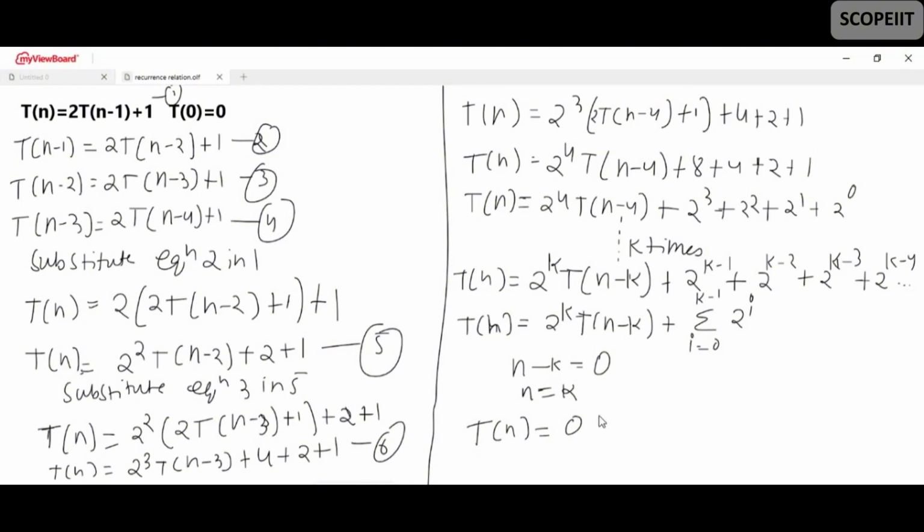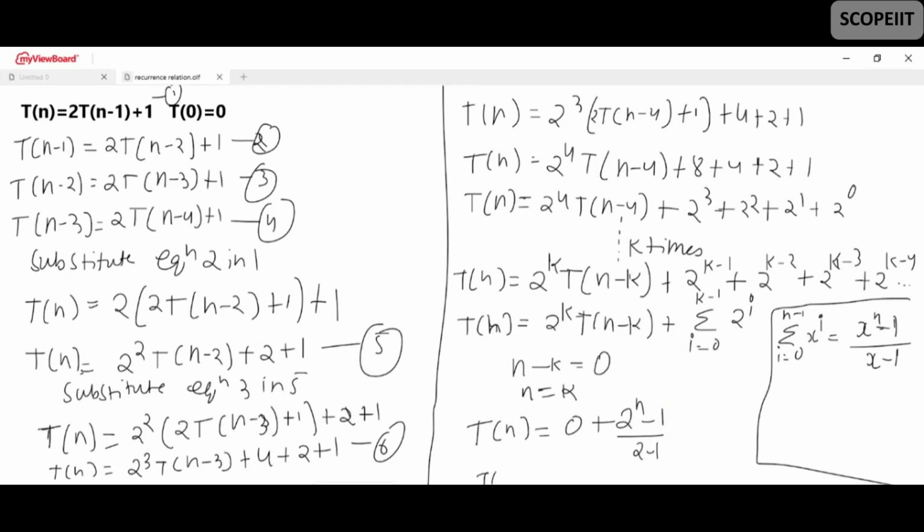Then here what is left? Plus now this sigma. There is one formula, you should make a note over here. Sigma i is equal to 0 to n minus 1, and if you have x to the power i, then the formula is x to the power n minus 1 divided by x minus 1. So this is the formula. But here instead of x what you have? 2. So it will become 2 to the power n minus 1, and here 2 minus 1.